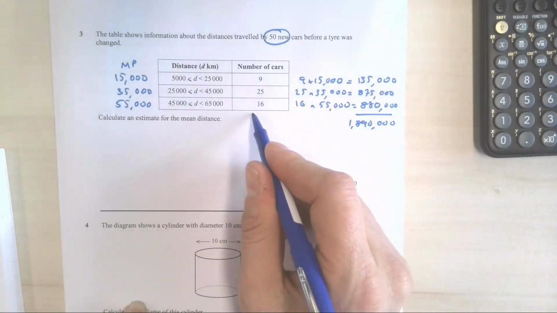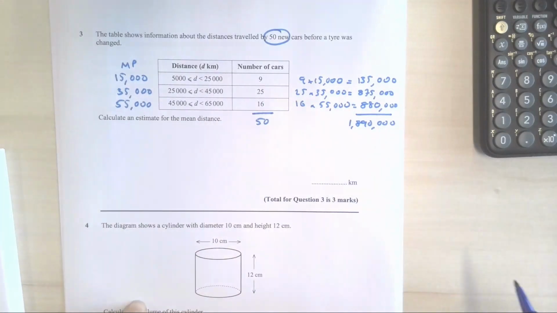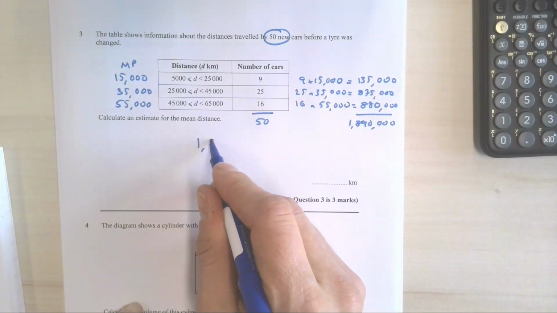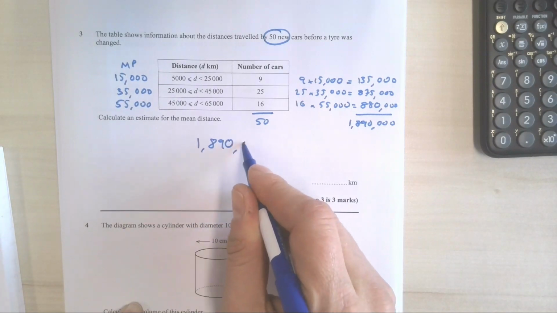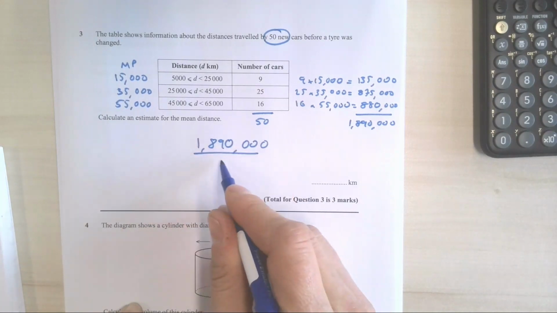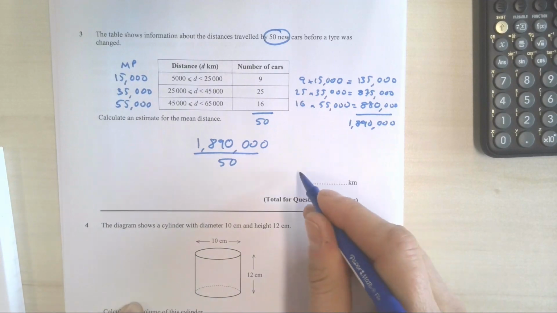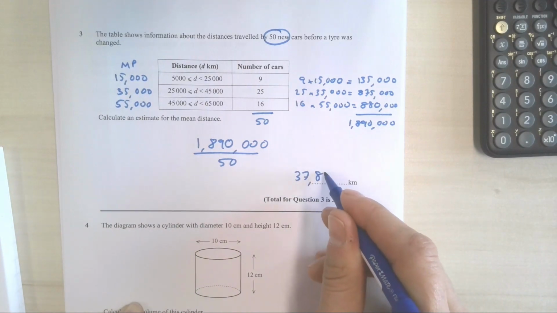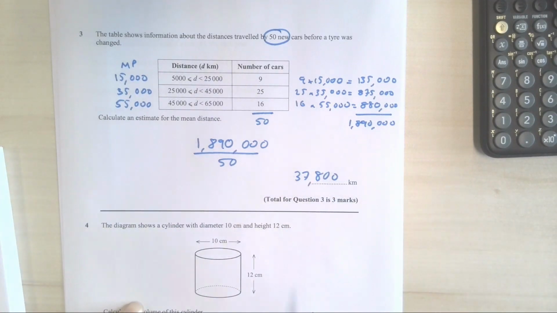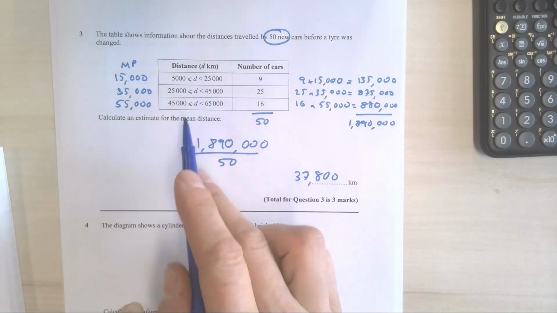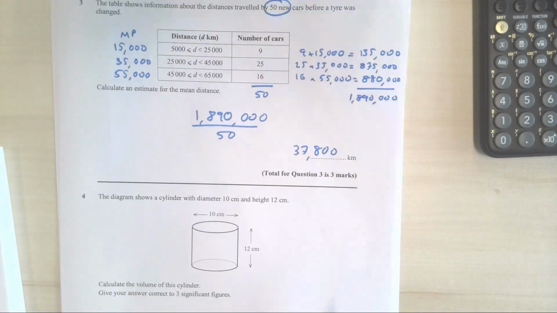To get the total number of cars, they tell you on this question that it's 50 cars, but if they don't, you could add that together and you get 50. Got to do 1,890,000 divided by the 50 cars, and that is 37,800. And just do a little common sense check. Does that seem to fit? And it absolutely does. Okay.